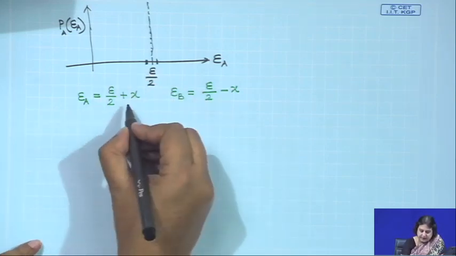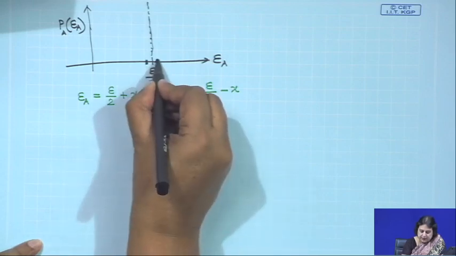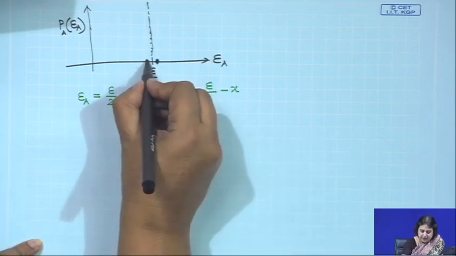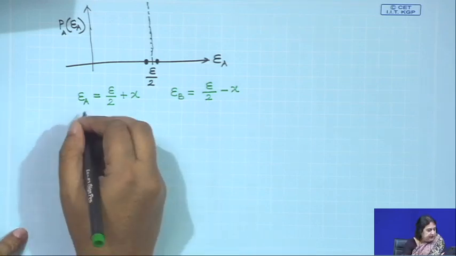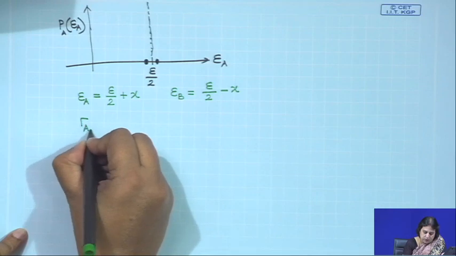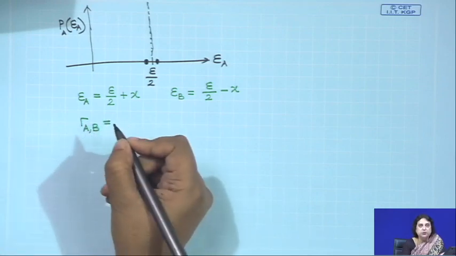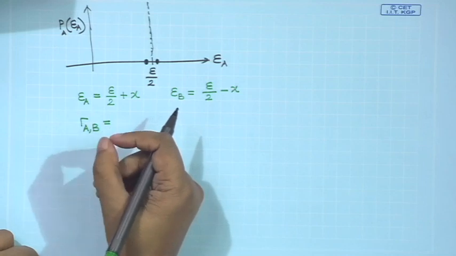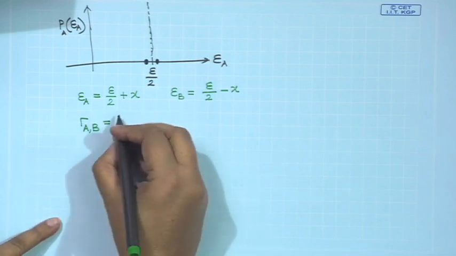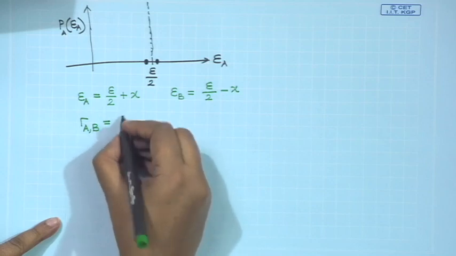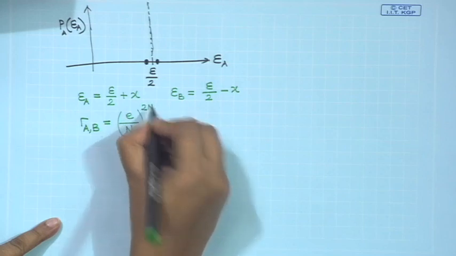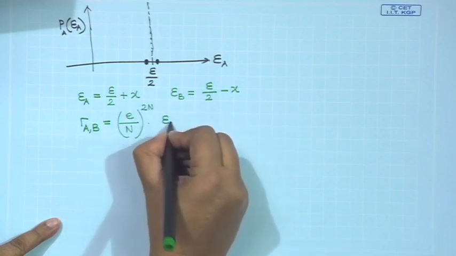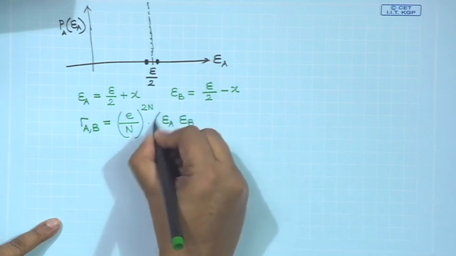Basically, if x is positive, you are somewhere here. If x is negative, you are somewhere here. You are very close to the location of the maximum in the probability distribution. Now, the consequence of this is that if I want to find out the number of microscopic states associated with this small deviation away from the maximum, I find that this is going to be (e/n)^(2n) into epsilon A into epsilon B to the power of n.